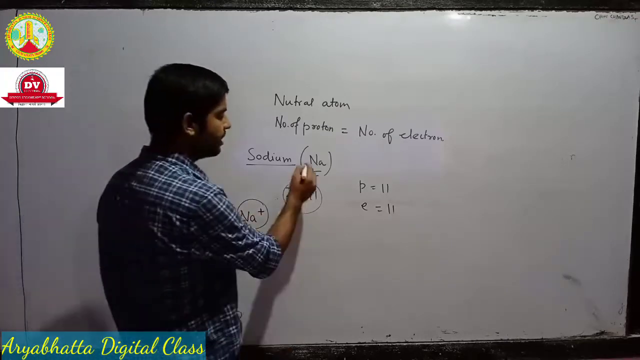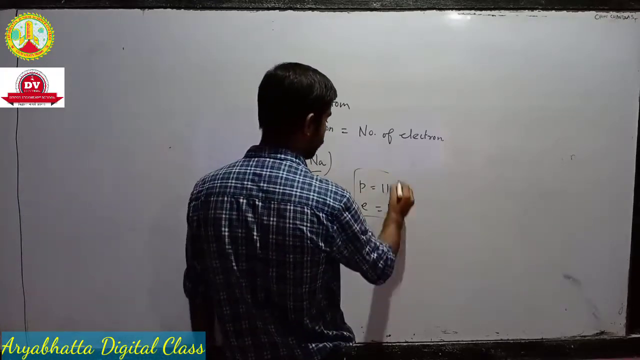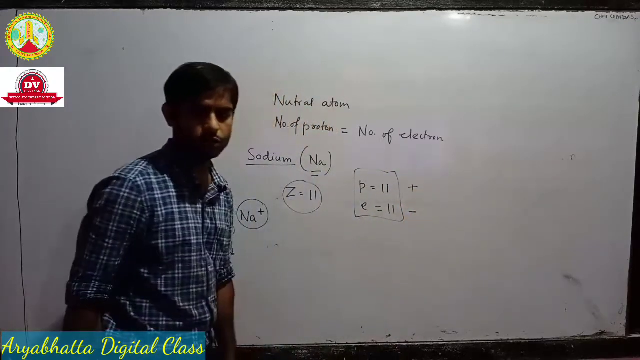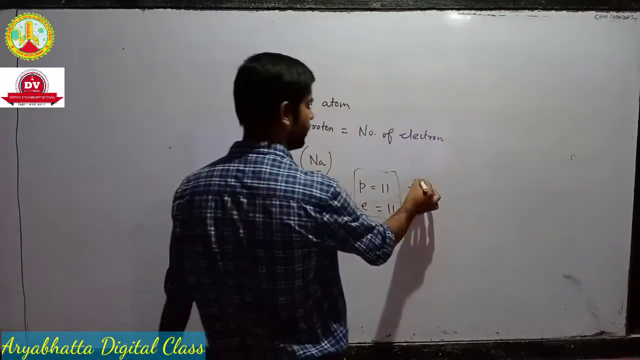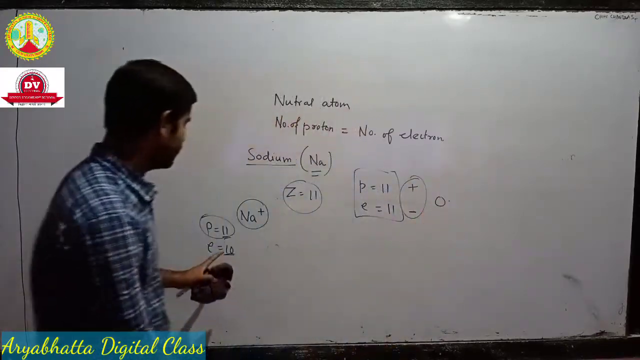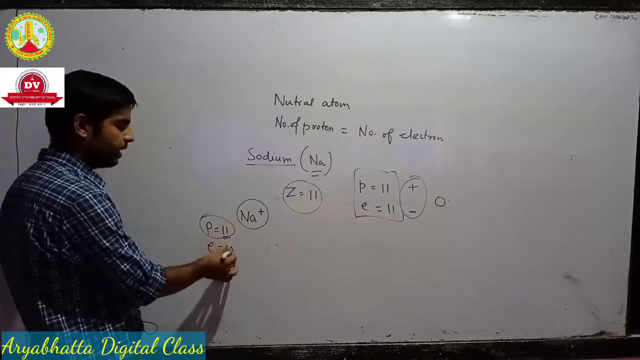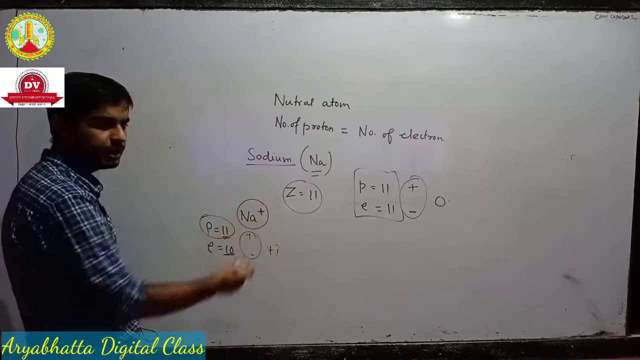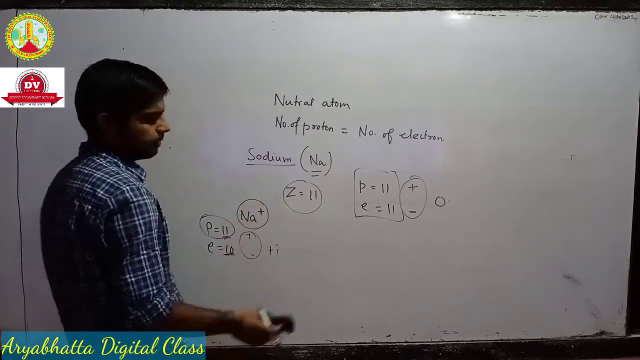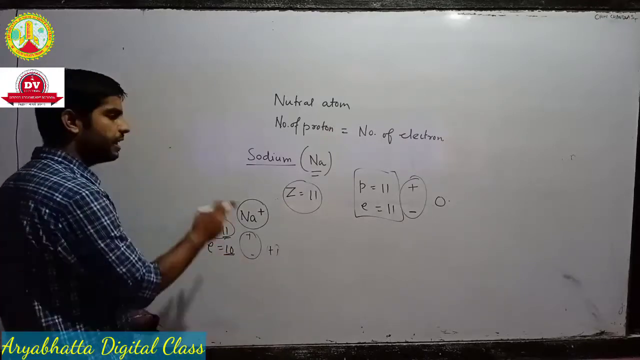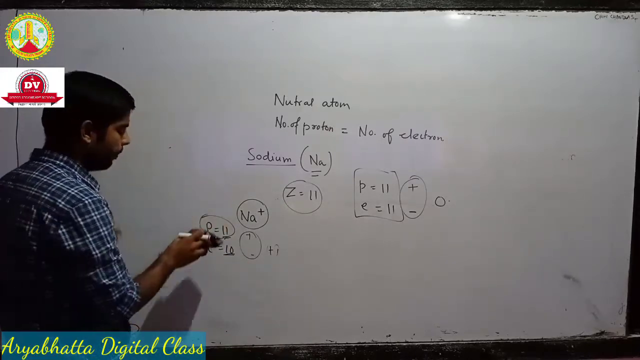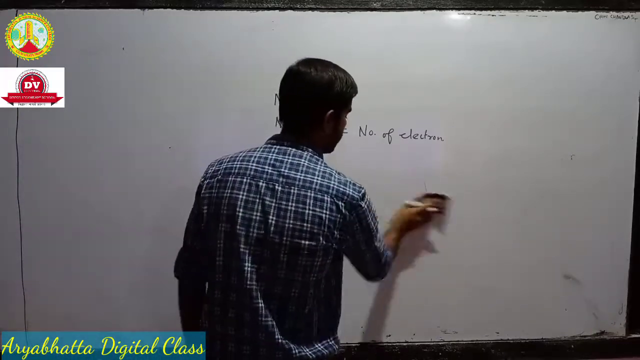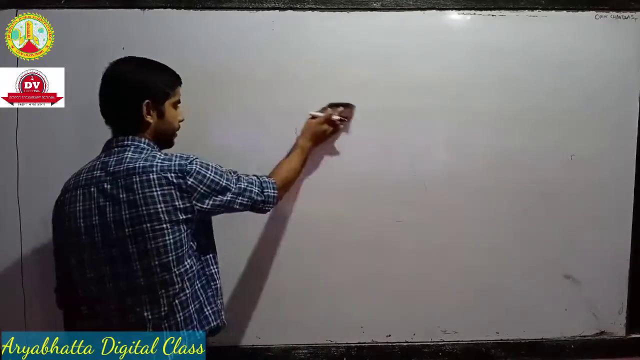In the neutral atom, the number of protons, that means positive, and the number of electrons, that means negative, are equal. So they cancel each other out and the effective charge on sodium is 0. But in this case, the number of electrons is 1 less than the number of protons, so the effective charge is plus 1, represented as Na plus. In the same fashion, if electrons increase, negative charges will appear. We will see in detail later how ions are formed.